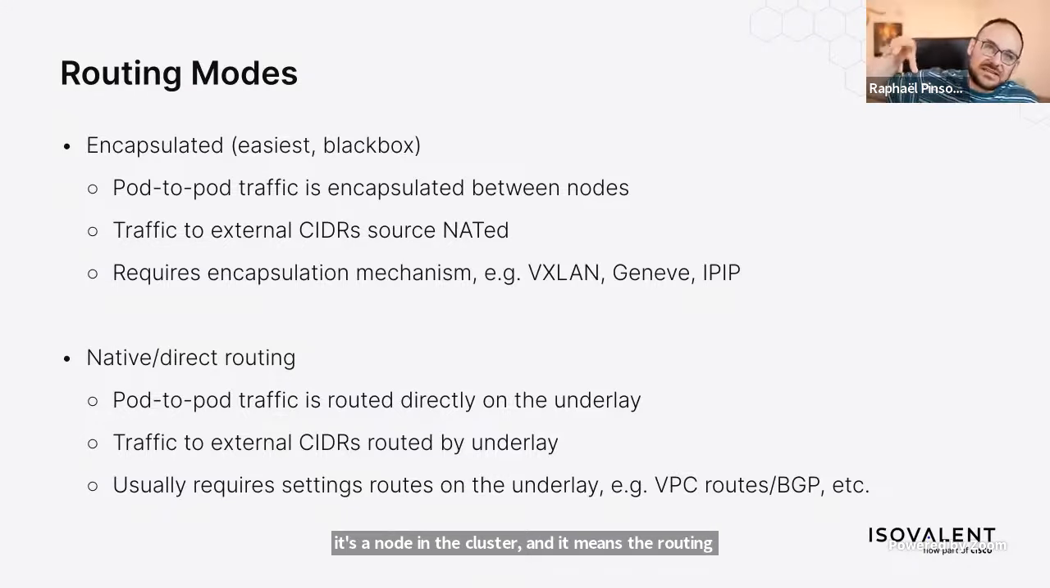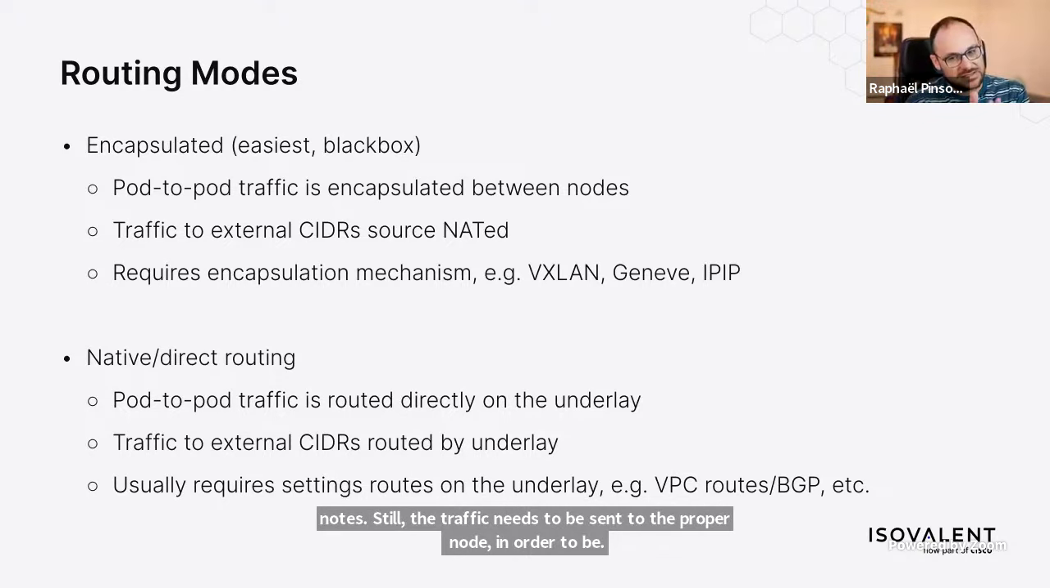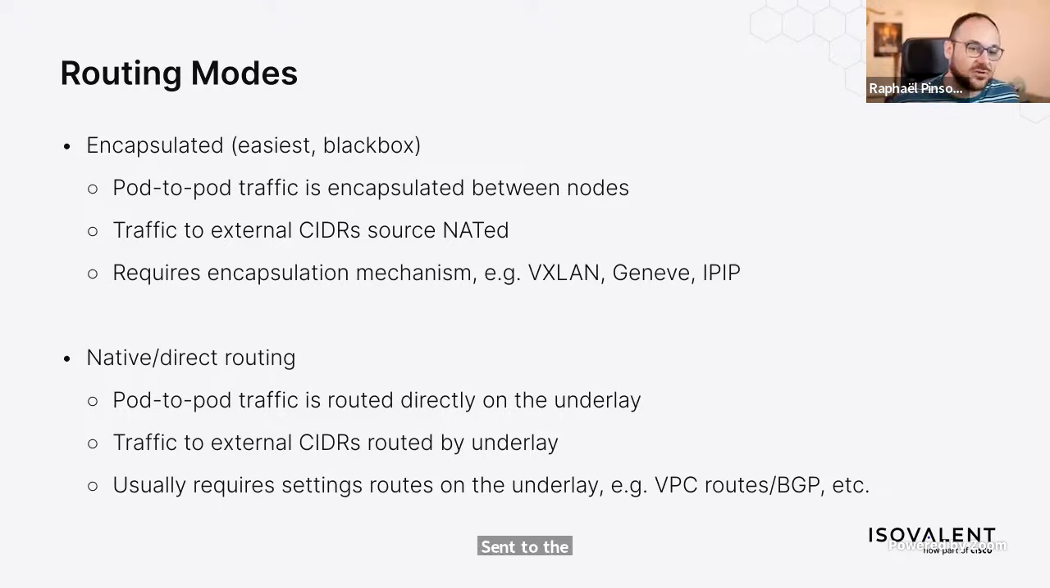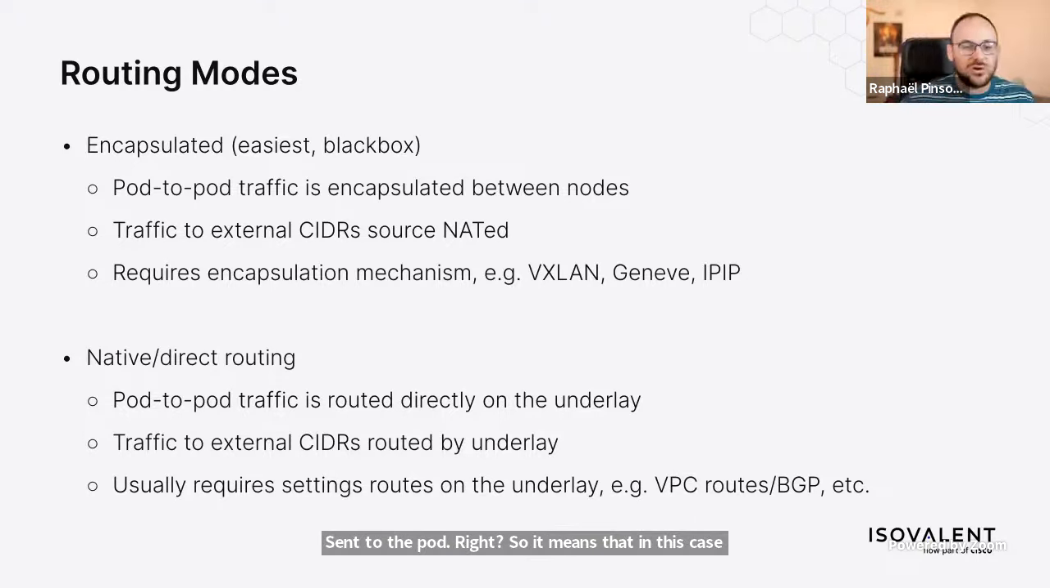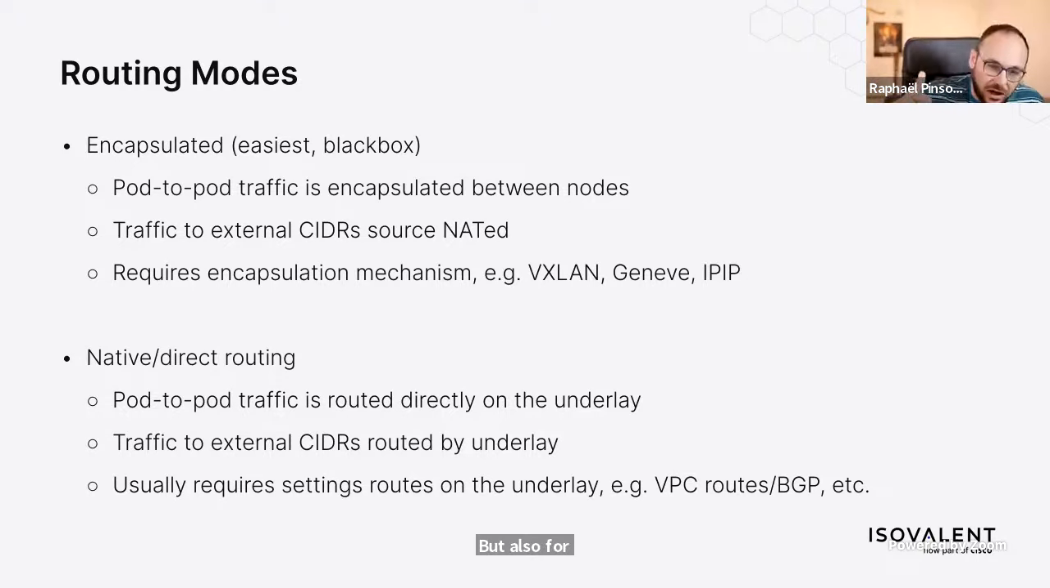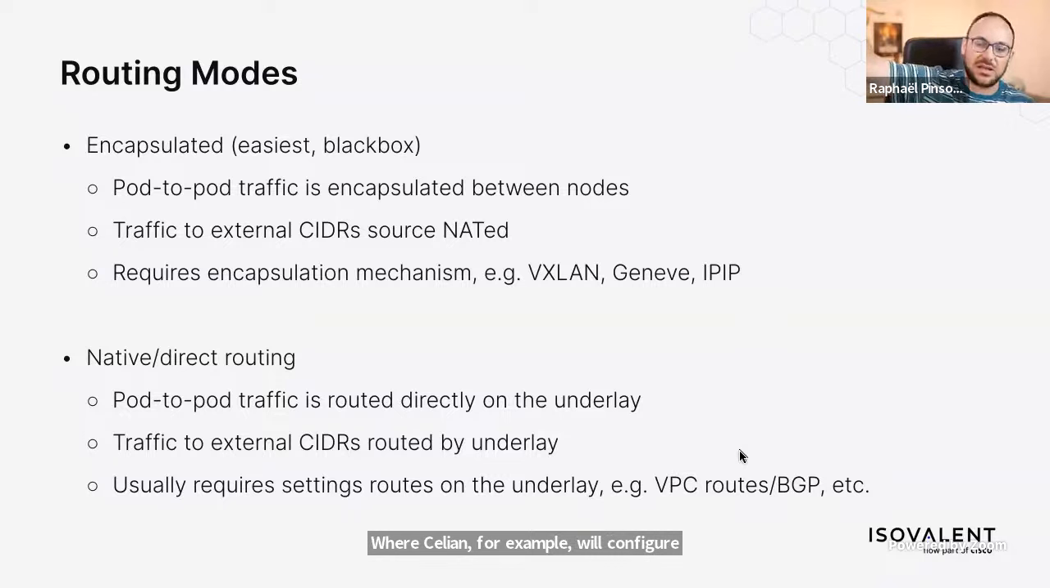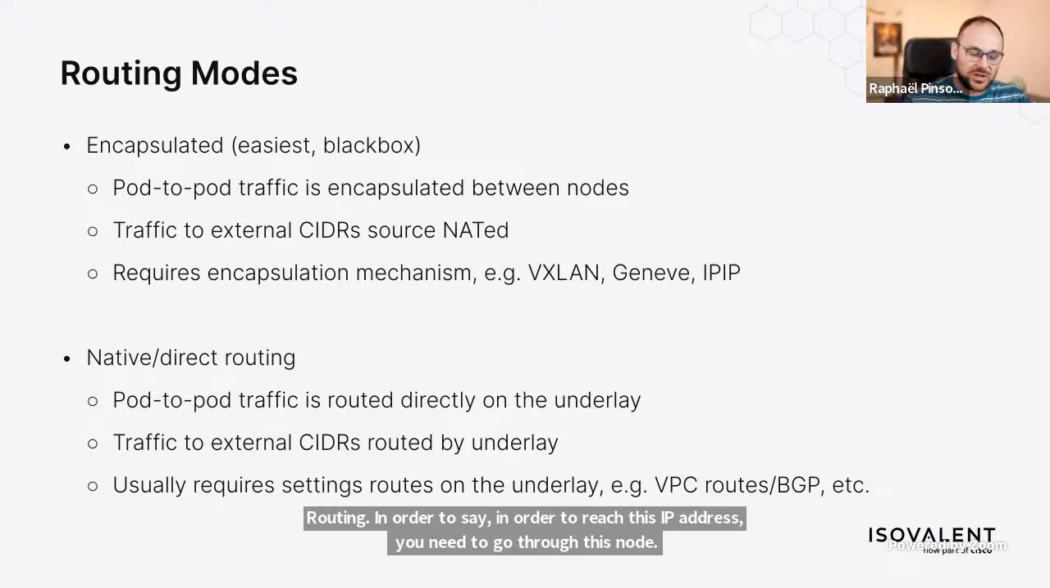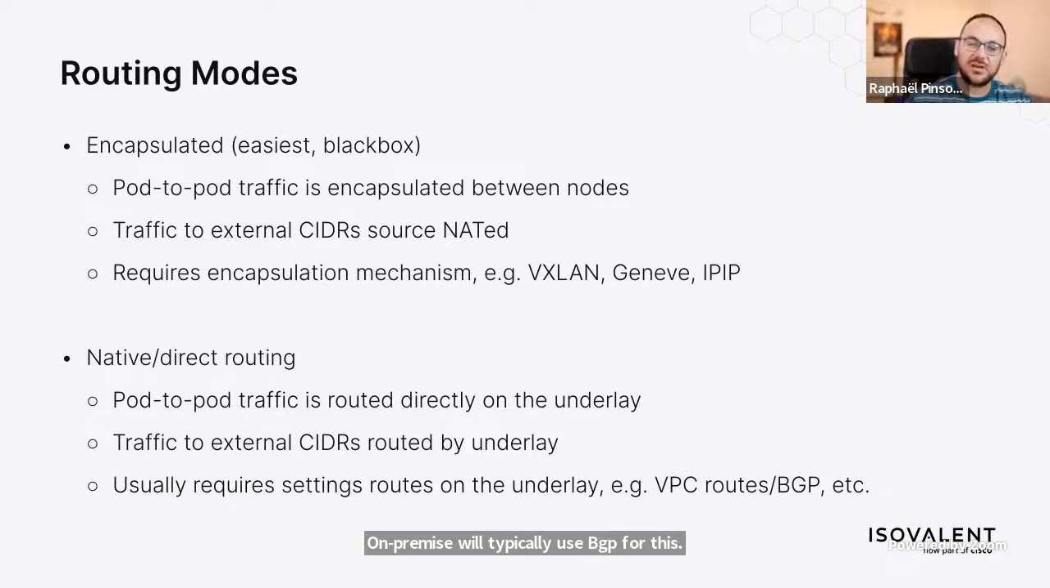Still, the traffic needs to be sent to the proper node in order to be sent to the pod, right? So it means that in this case, the CNI plugin will be responsible not only for assigning the IP address, but also for informing the underlay how to route this IP address. So typically, in the context of AWS, for example, it will use VPC routes, where Cilium will configure the VPC routing in order to say, to reach this IP address, you need to go through this node. On-premise will typically use BGP for this, where you need to have an underlay that is BGP enabled so that you can route traffic to the proper node to access the pod.